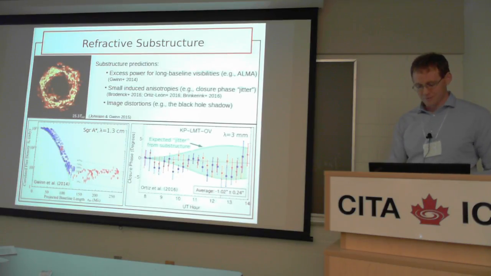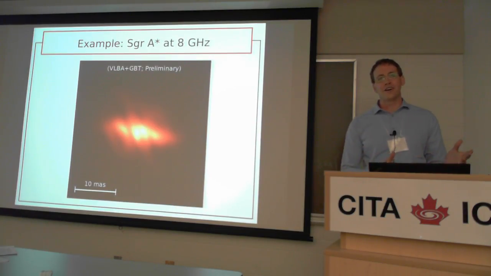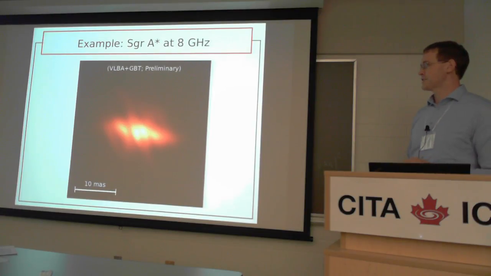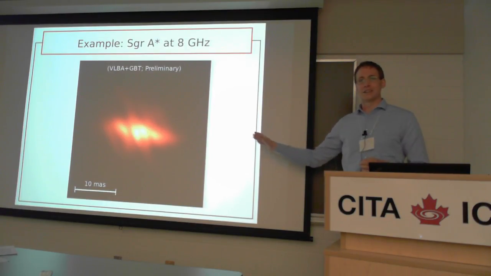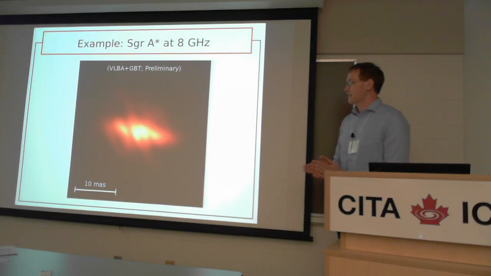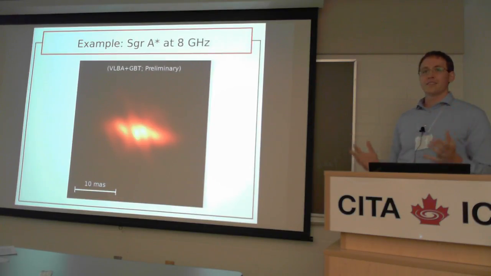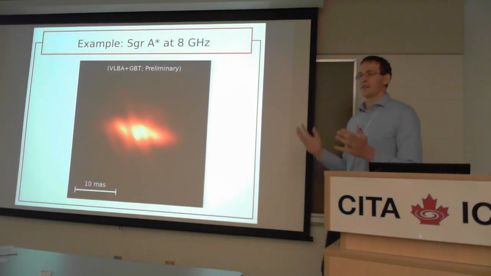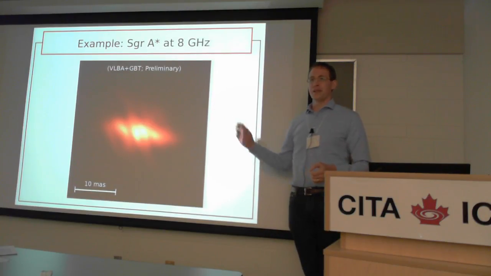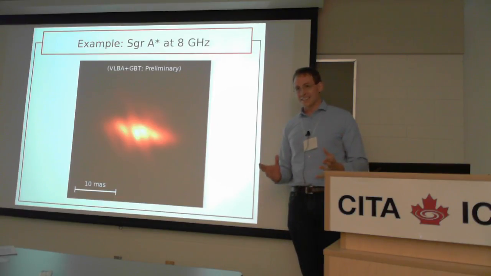So I'll show you a preliminary image. There may have been other non-Gaussian images of Sagittarius A* published, but I think this is the first one that's actually real. This is at 8 gigahertz. If we were to make this image 10 years ago, we would have said, oh my gosh, look at all this amazing intrinsic structure. There's elongation. Maybe it's a jet. We would be inferring all sorts of interesting physics here. It turns out this is perfectly consistent with just scattering a circular Gaussian blob.